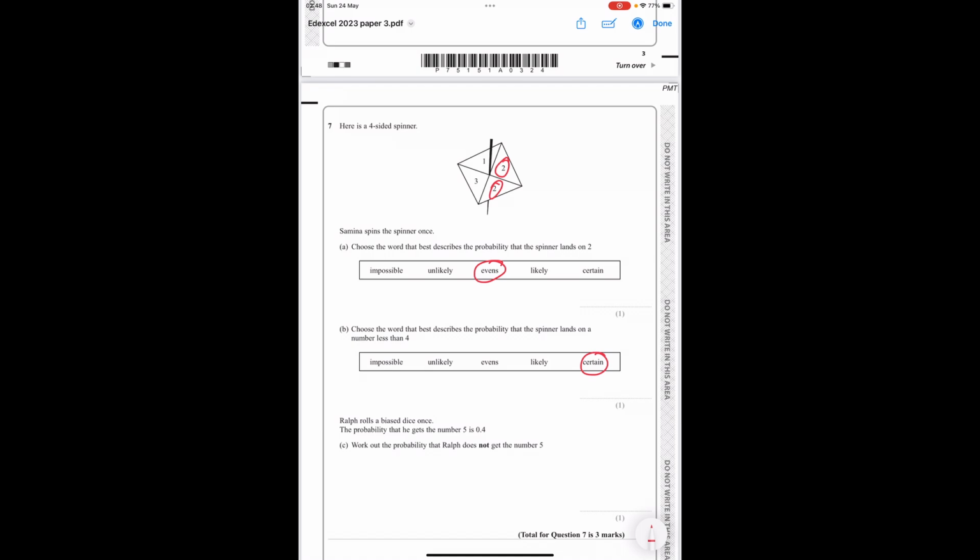Ralph rolls a biased dice once. The probability that he gets the number 5 is 0.4. Work out the probability he does not get the number 5. So that's going to be 1, take away 0.4, which is 0.6.